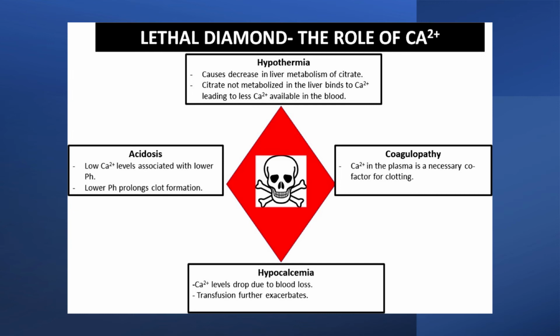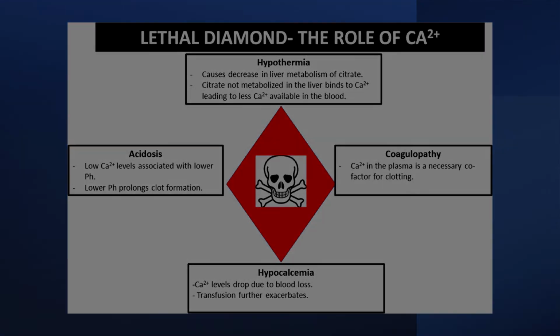Hypothermia causes a decrease in liver metabolism of citrate, which then binds with calcium, leading to less available within the blood. Calcium in the plasma is necessary for clotting factors. Calcium drops due to blood loss in general, and then transfusions further exacerbate this. So if we ever move to a blood product program where we're pushing blood pre-hospital, you'd also be giving multiple grams of calcium. And lower calcium levels also lower pH, which prolongs clot formation and makes you more acidotic. So as you can see here, we're not there yet, especially with MCIs, where trauma patients receive calcium, but we may be there very soon.